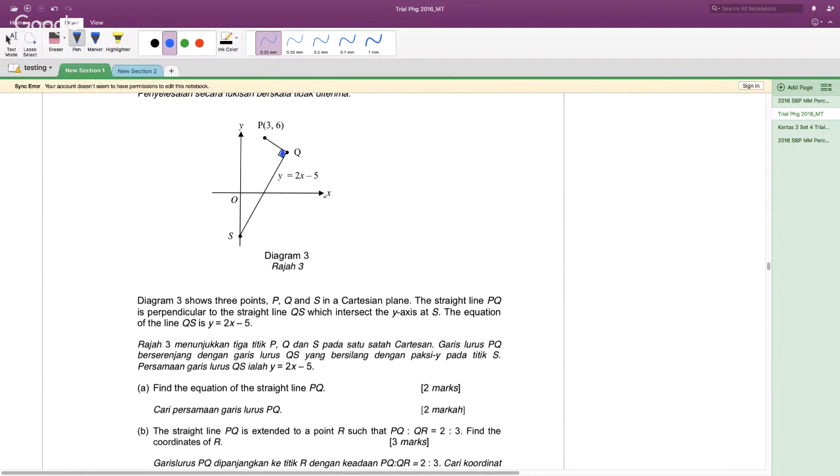So yeah, we have the equation. From here, y equals mx plus c. At least we can know the coordinate for S. S should be (0, -5), because our c is -5 here. All right, so find the equation of PQ.